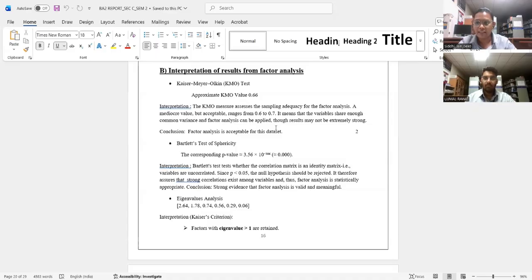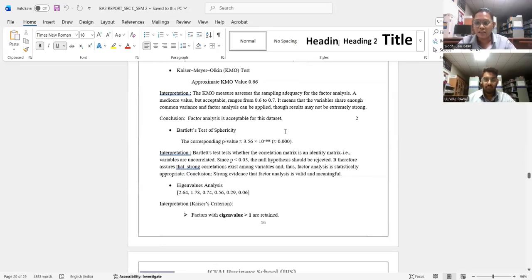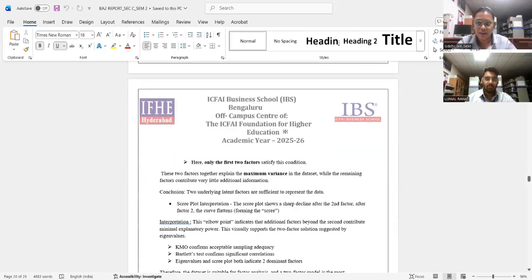Before applying the factor analysis, we conducted two statistical tests. The KMO test gave a value of approximately 0.66, which falls in the acceptable range, meaning the variables share sufficient common variance and factor analysis can be applied reliably. Bartlett's test of sphericity shows that the p-value is less than 0.05, and it confirms that the variables are significantly correlated and the correlation matrix is not an identity matrix. So factor analysis is statistically valid here.